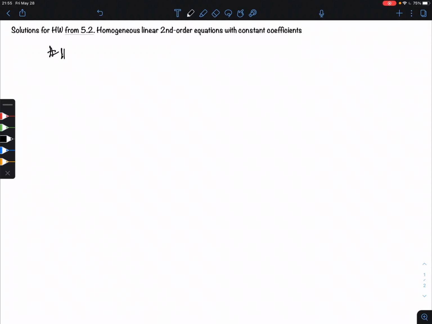All right, guys, let's look at some of the homeworks from 5.2. So I assigned two of these here, 5y double prime plus 4y prime. I said 5 and I mean 4. Plus 10y, equals 0. There was no initial condition, so we need to find the general solution here.